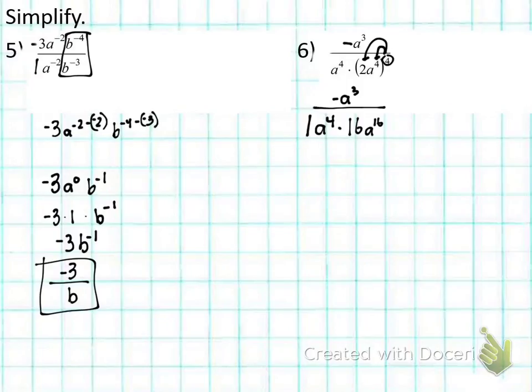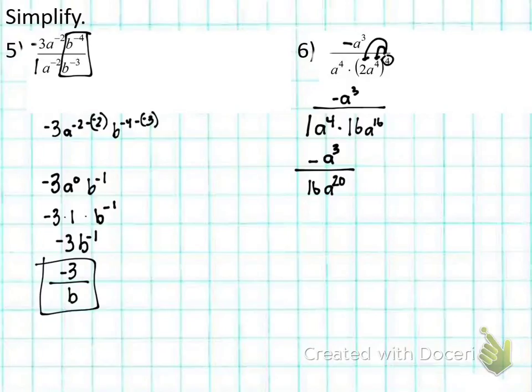Okay. So the denominator now I could combine these two terms together. So we have 1 times 16 is 16. A to the 4th times a to the 16th. We're going to add the exponents. It's going to be a to the 20th. And then I'm going to bring down my numerator. Don't forget about that numerator, negative a to the 3rd.